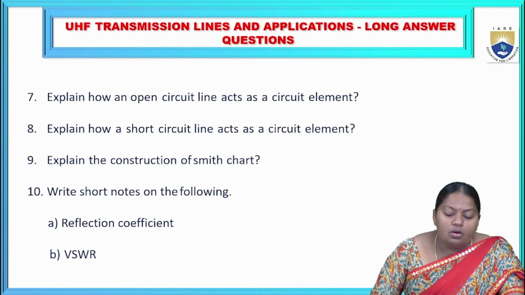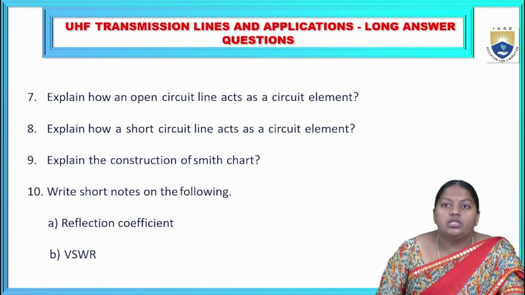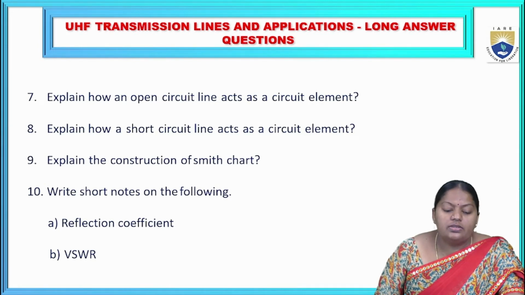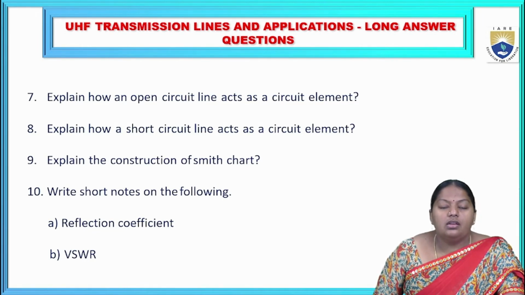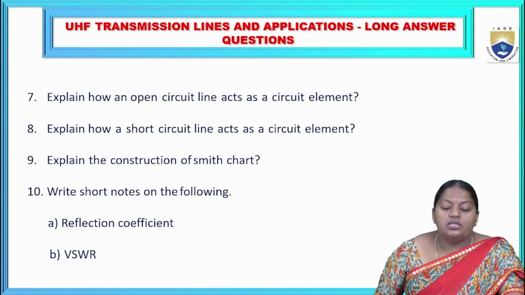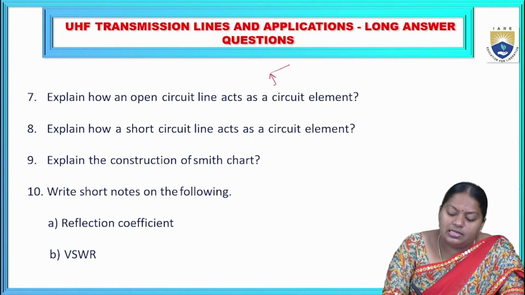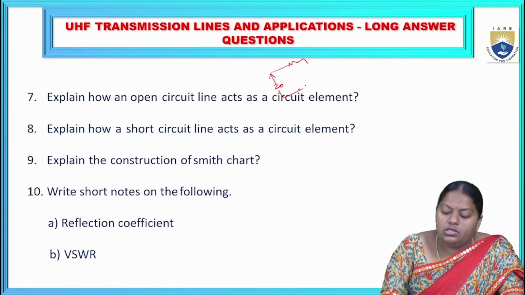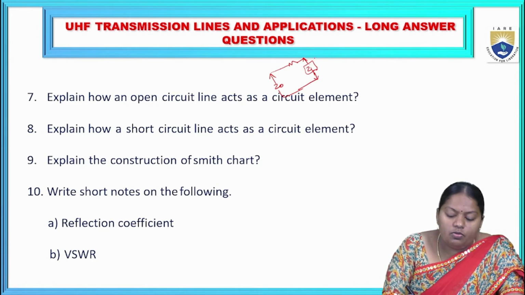Next, explain how an open circuit line acts as a circuit element. This comes under UHF lines as circuit elements. In the theory class lectures, we have discussed UHF transmission lines as circuit elements. Suppose the source impedance is here, followed by a load impedance connected at the load side. Open circuited means if you connect the load across this, we represent it with ZL, and for an open circuited line, IL is equal to 0.